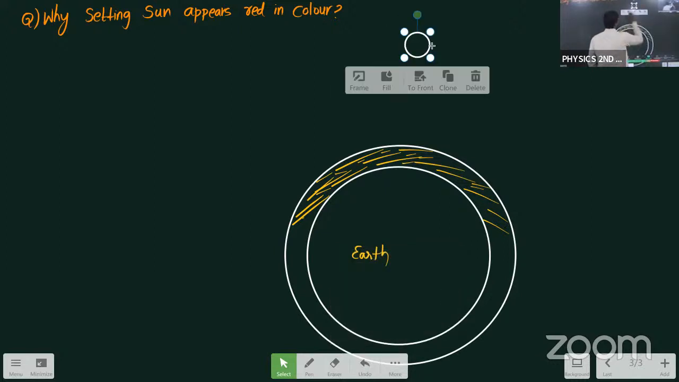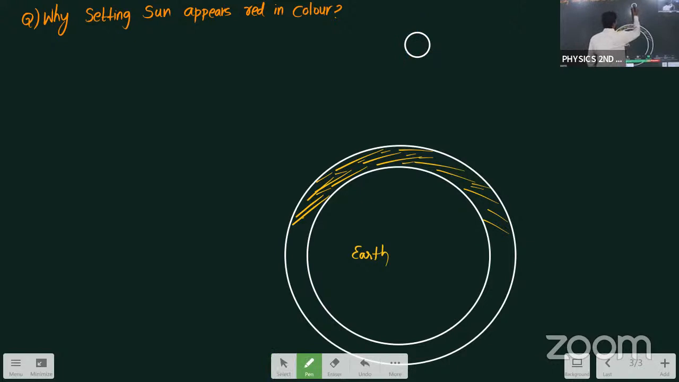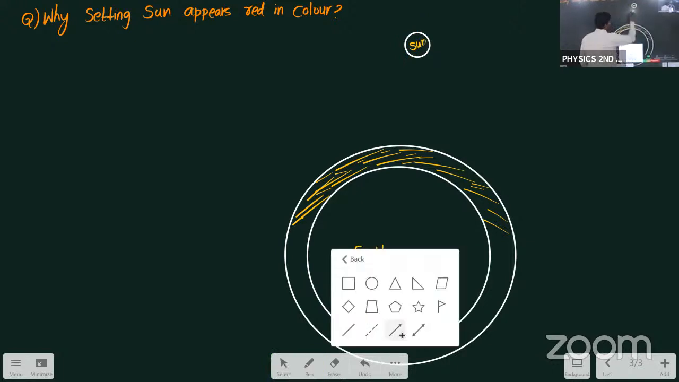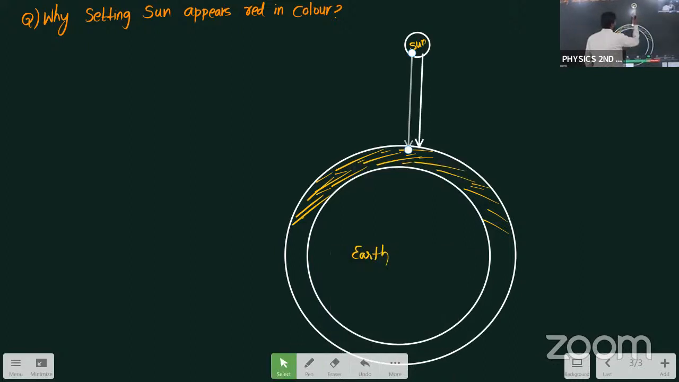Initially, this is noon, afternoon. This is the sun. Now we know that the sun rays will fall directly on the surface of Earth from this particular region. All sun rays are coming here, falling directly on the surface of Earth.